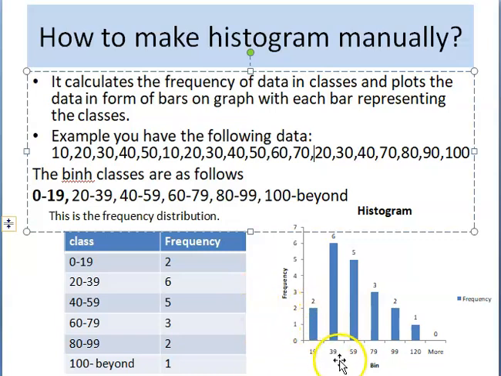Then between 20 to 39, 20 is there, 30 is there. Then again 20, 30 is there, again 20, 30. So 6 values are there, so the bar is at 6. Like that this diagram has been plotted. First you make the classes, that means how many classes you want to define, and then what is the frequency of the data that is appearing in that particular class. So you just put the number over here and then you generate the histogram.